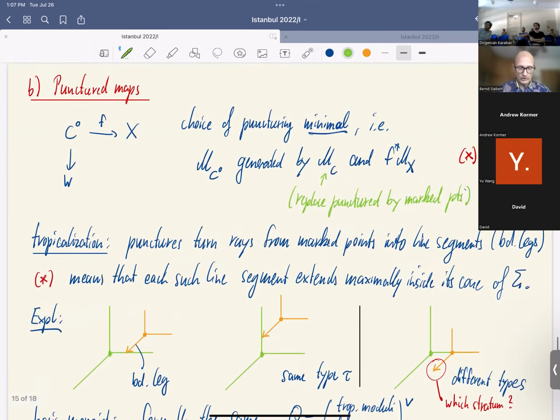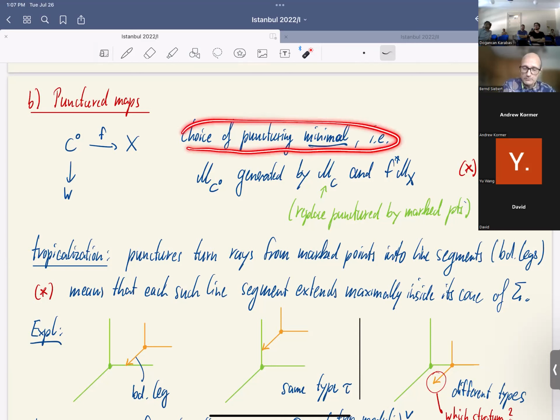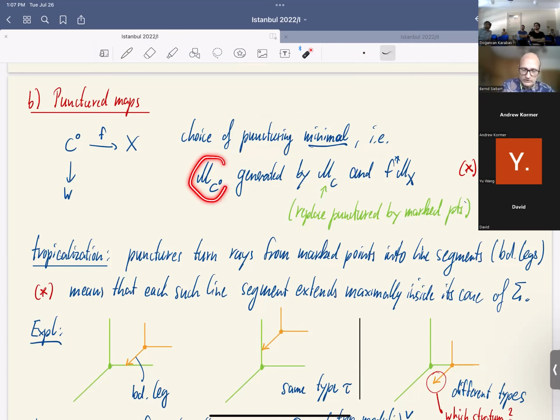Right, so let's then talk about punctured maps. The definition is straightforward, right? I mean, now just allow punctured domains. But then, like I said, the puncturing is not unique. How do you fix the puncturing? I want the choice of puncturing to be minimal. That means that the log structure is generated by the marked point log structure and the pullback of the log structure of X. So whatever puncturing you put should be forced by the target, okay?